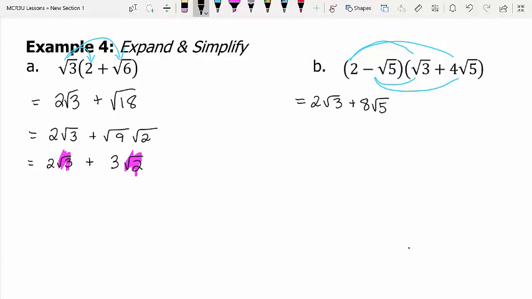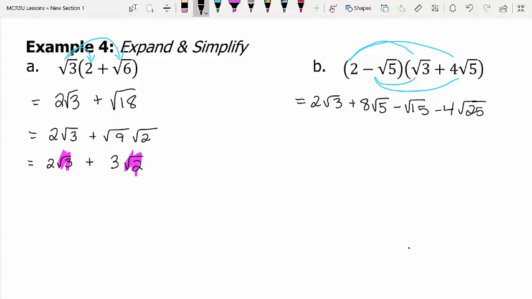Okay, negative root 5 times root 3, they're both radicals, so we can combine that. It becomes negative root 15, and negative root 5 times 4 root 5 becomes negative 4 root 25. Okay, multiply together numerical coefficients and then multiply the two radicals together. Now let's see if there's any like terms, and there's not right now because they all have different radicals.